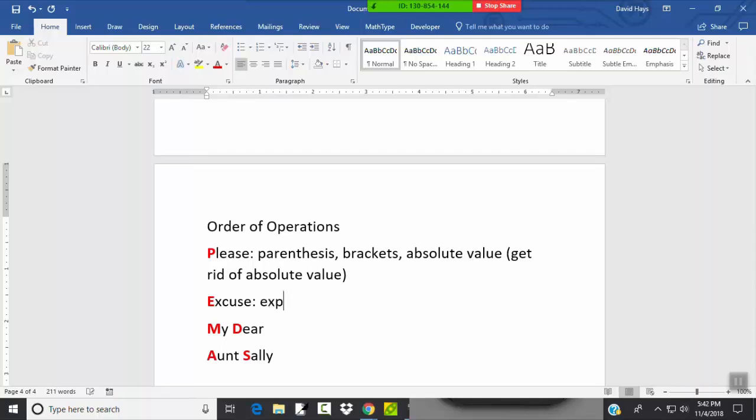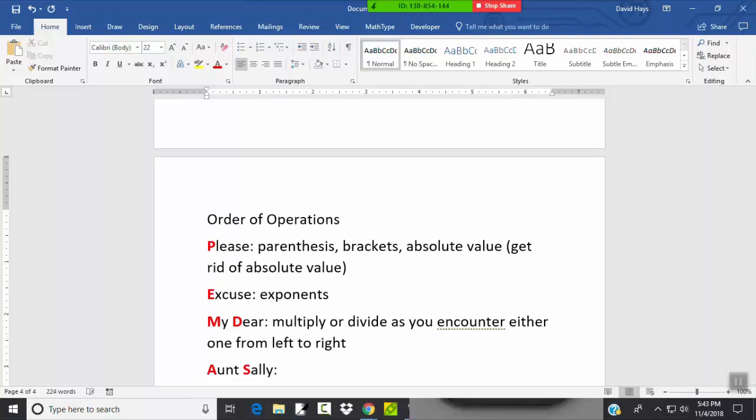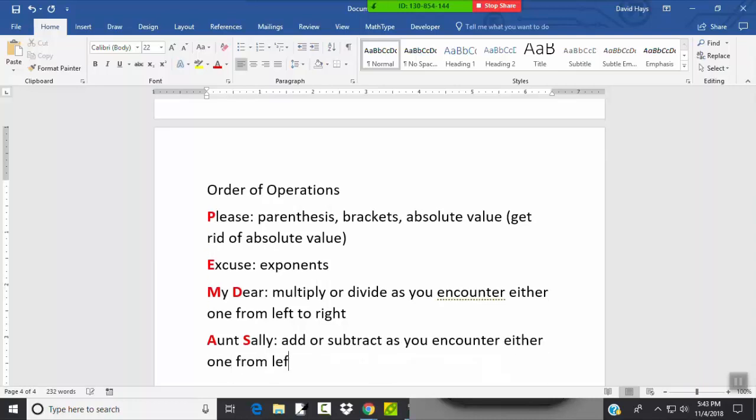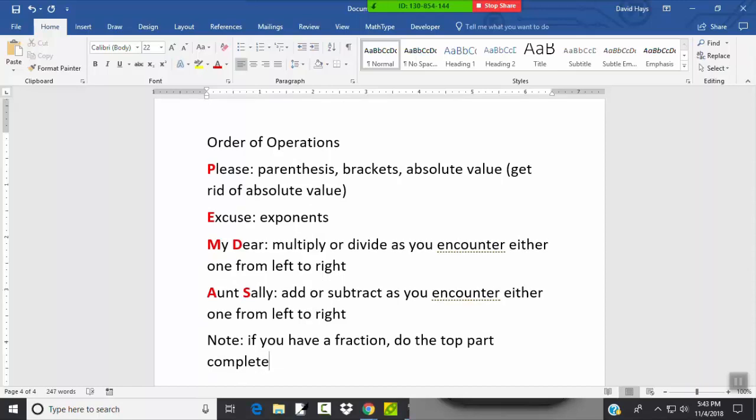E is exponents. E for exponents. MD, you multiply or divide as you encounter either one from left to right. And Aunt Sally, you add or subtract as you encounter either one from left to right. Note, if you have a fraction, do the top part completely, do the bottom part completely, then handle the fraction.